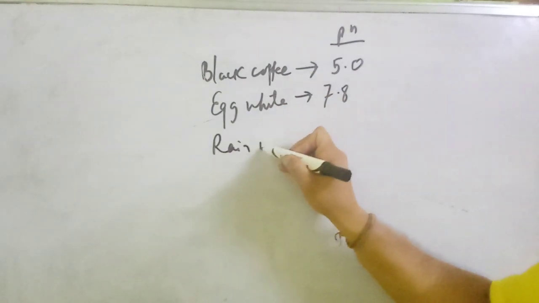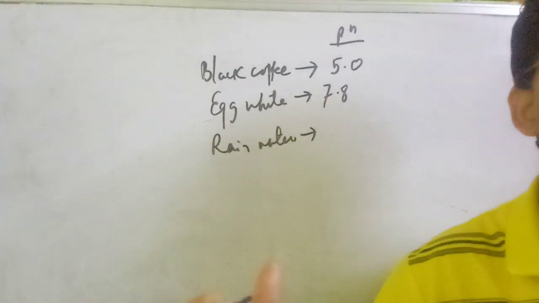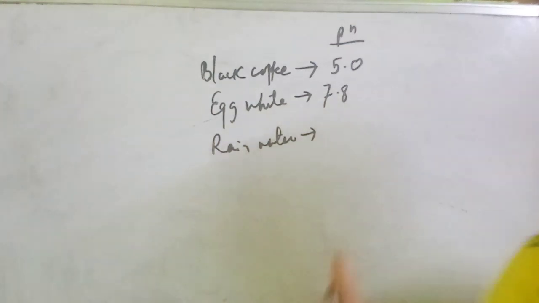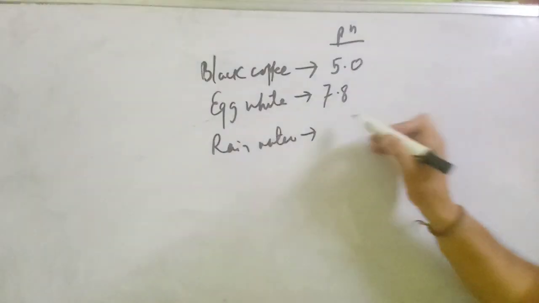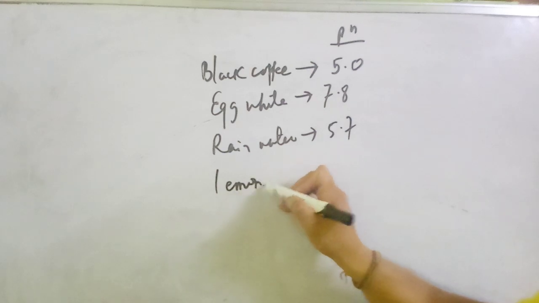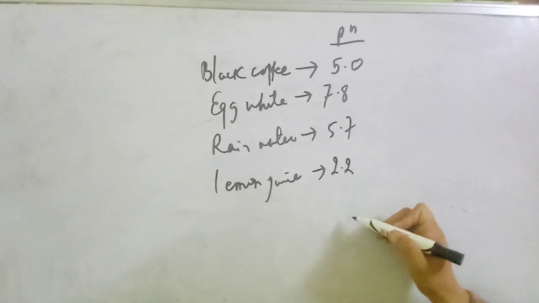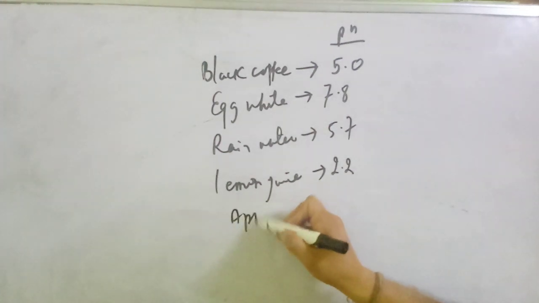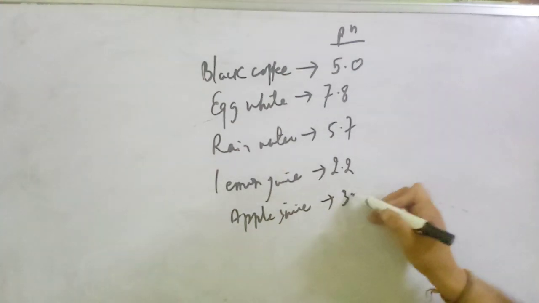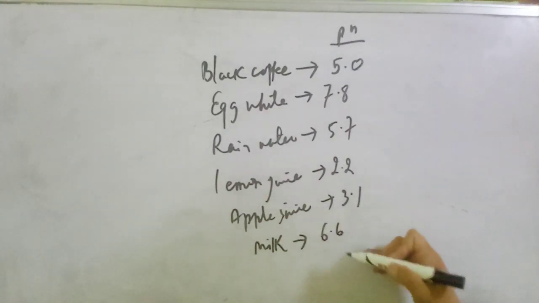Rainwater. Rainwater is definitely acidic because of acid rain. You might have heard about acids in the environment: when acidic oxide combines with water it forms acid, and rainwater will surely be acidic, generally 5.7. Lemon juice is definitely acid, so it will have a pH of 2.2. And what about apple juice? Have you ever taken apple juice? Apple juice has a pH of 3.1, and milk also has an acidic pH, that is 6.6.